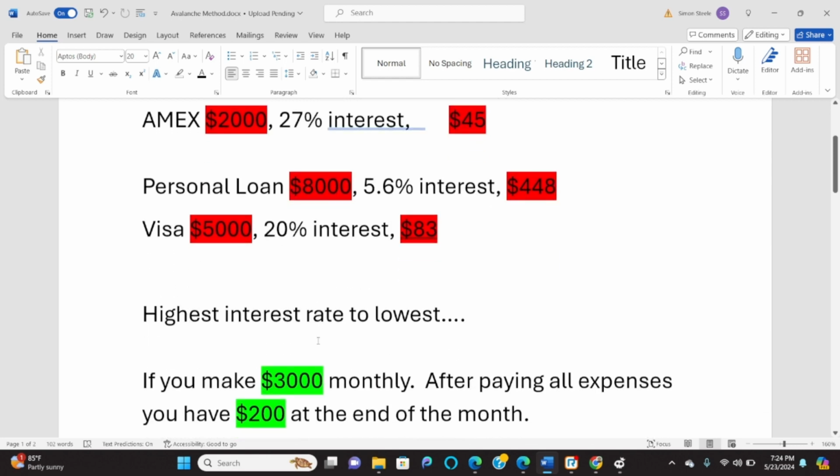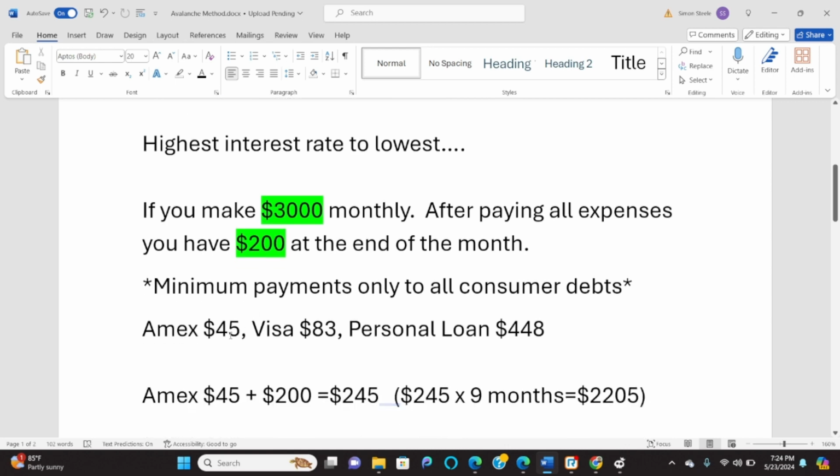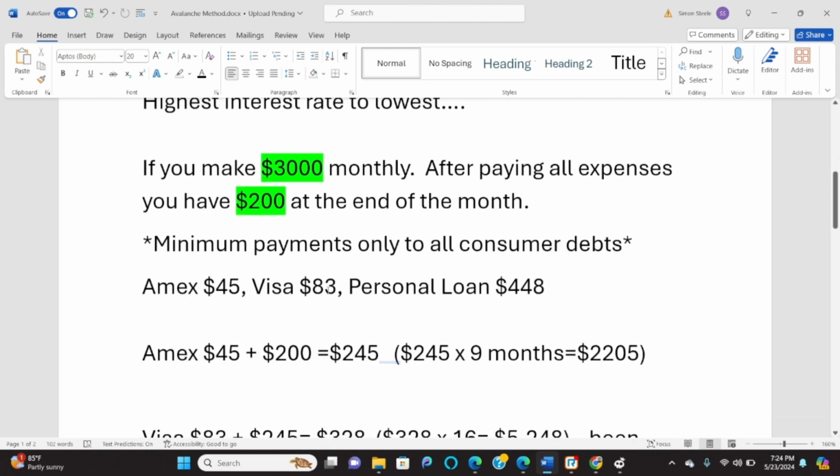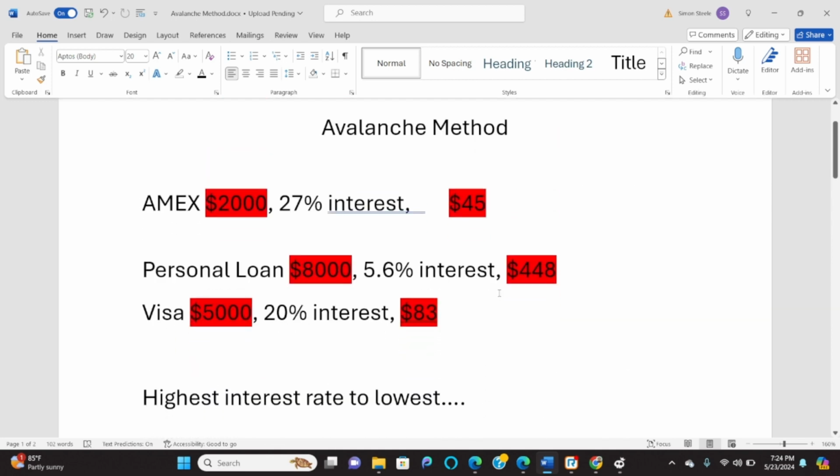That's a lot of cash flow freed up every month, because you have your 200 plus your 45 plus your 83 plus the 448. All of that money goes back into your pocket when you get rid of debt. This bad debt we have to learn how to get rid of and be debt free. And with that, it allows you to start investing your money and putting money away for bigger projects, whether it's real estate.